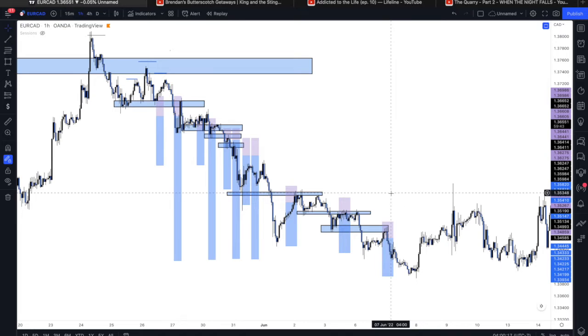And all we did was find levels. We found the overall direction of where we wanted price to go. And we found support and resistance levels. And then we waited for a confirmation, and that was it, right?